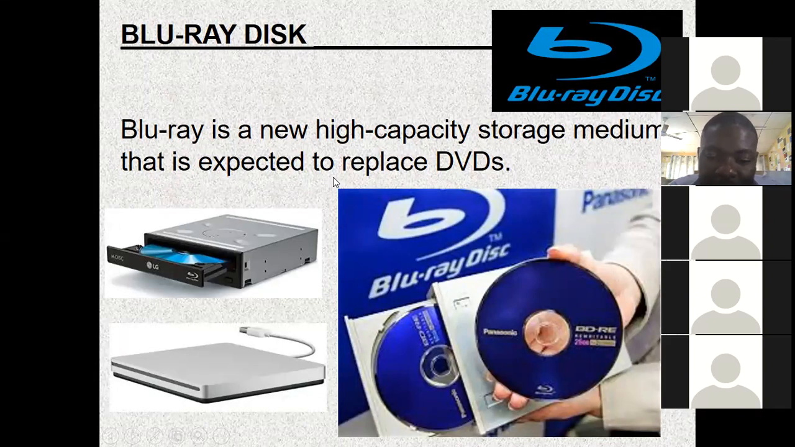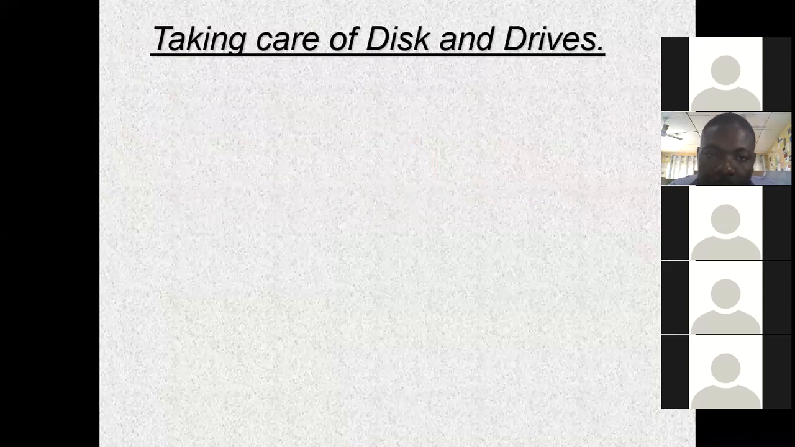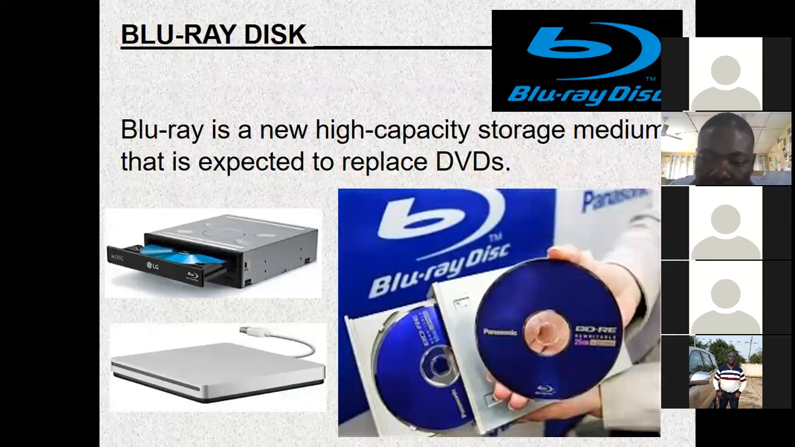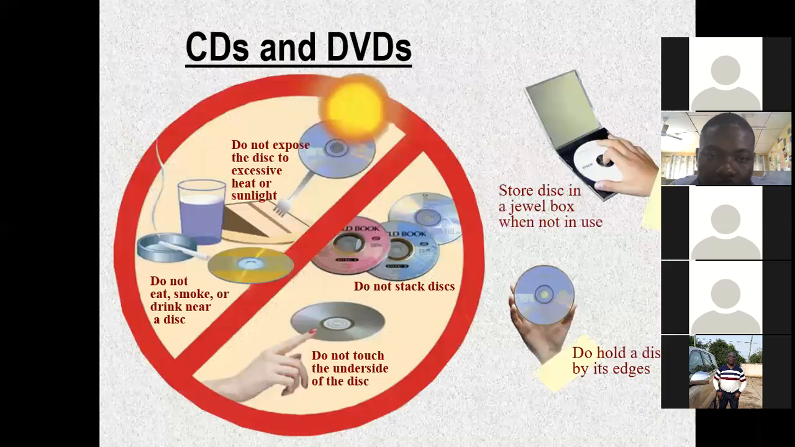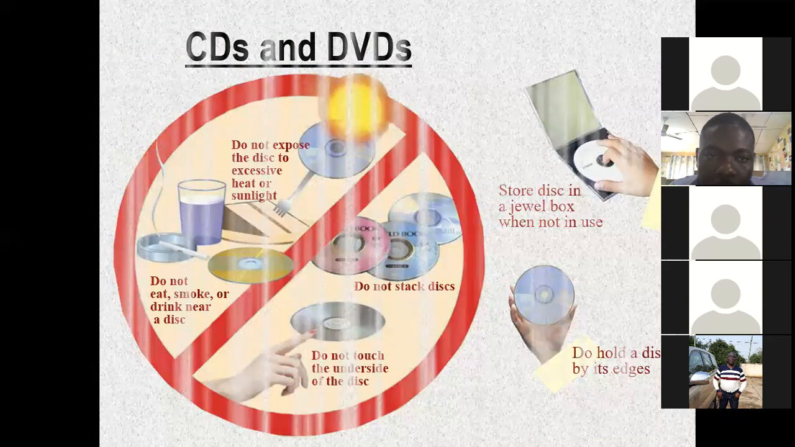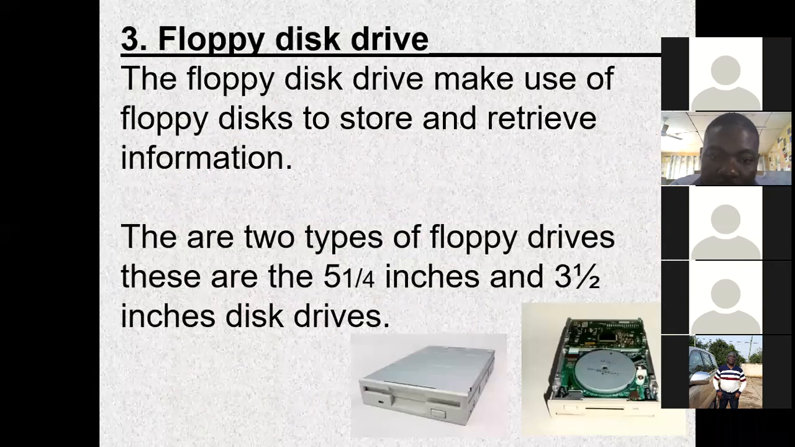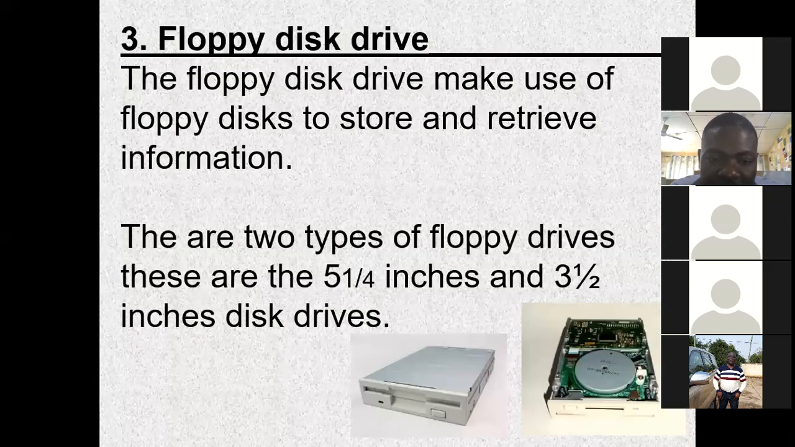So you have a Blu-ray disc, which is also now in the system. Can we go on? Yes, sir. Then there's another one we'll look at, which is a floppy disk drive. Have you seen a floppy disk drive before?